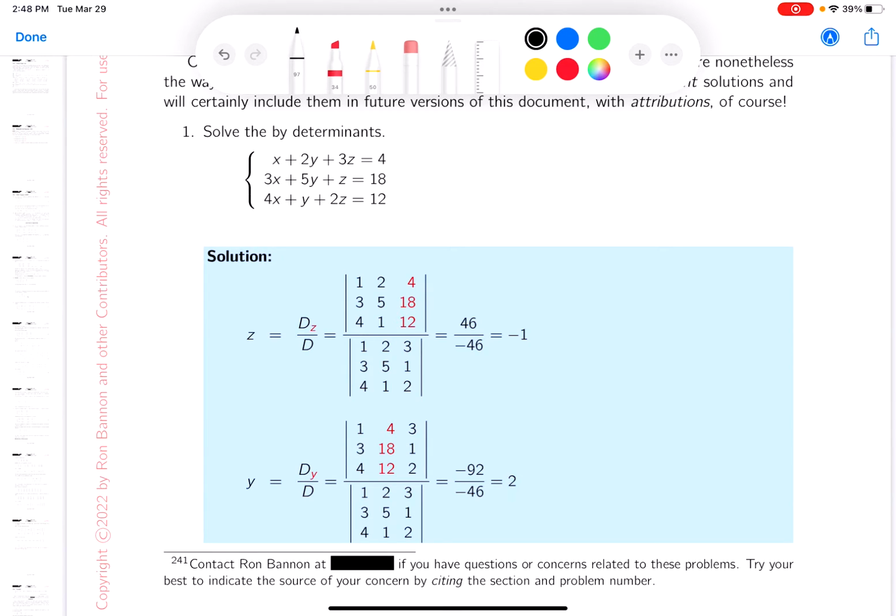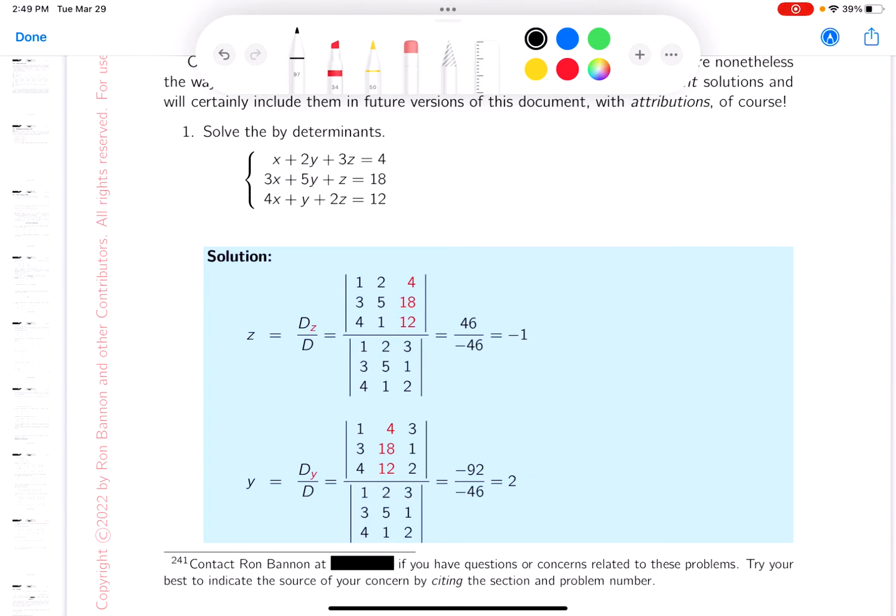Okay, for number one, it says solve by using determinants. And certainly we did go through it in this section over here. One thing I was surprised to learn is that Wells did not refer to this as Cramer's rule. Nowadays, it is, I think, universally known as Cramer's rule.